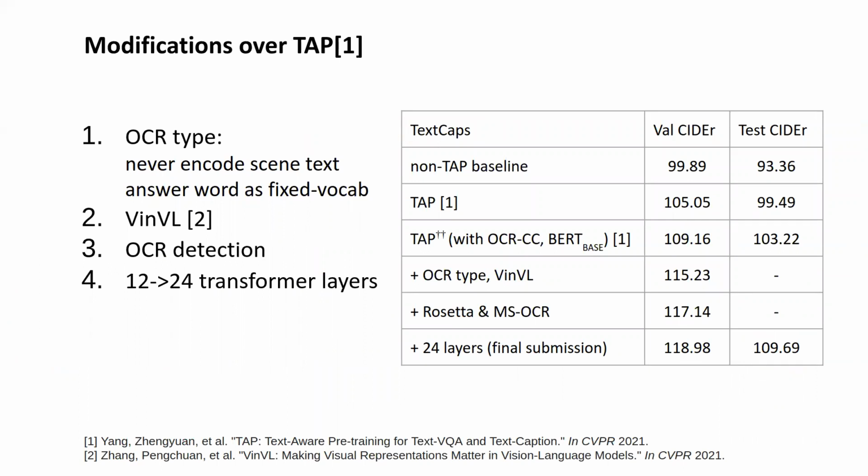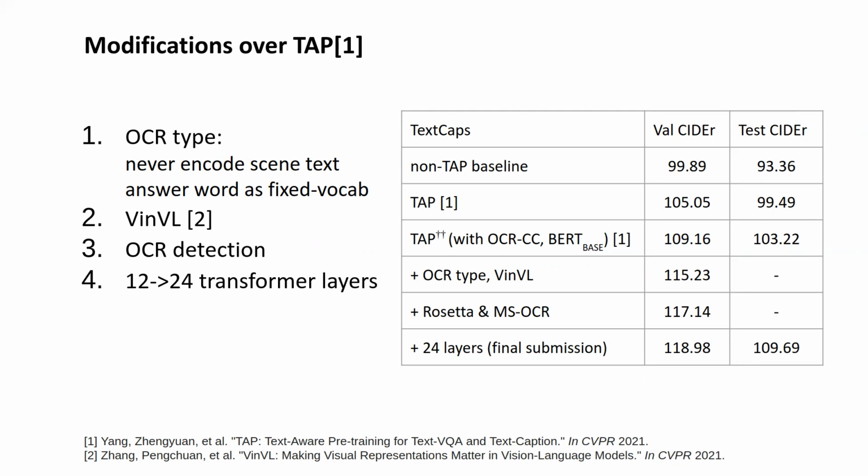Based on TAP, we make a few modifications to further boost the model's performance in this challenge. First, we find it important to distinguish the syntax and fixed vocabulary words in generating caption supervision. We modify the method such that we do not encode a word as a fixed vocabulary word if it matches any detected syntax. Second, we find it helpful to use stronger visual features. Specifically, we experiment with the visual region feature from VNVL.